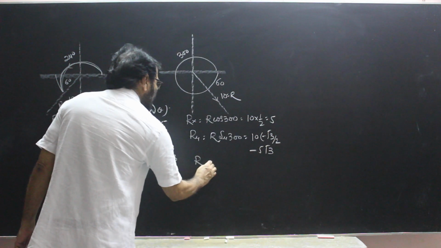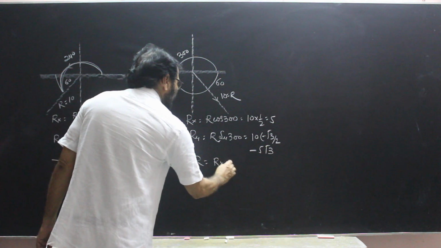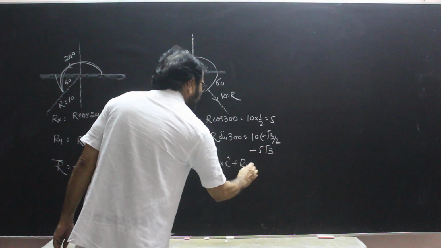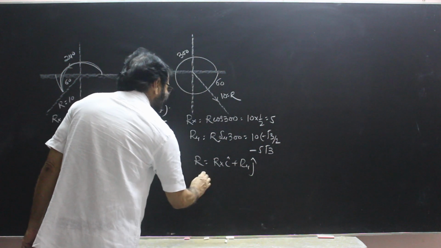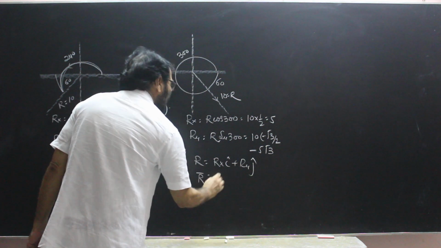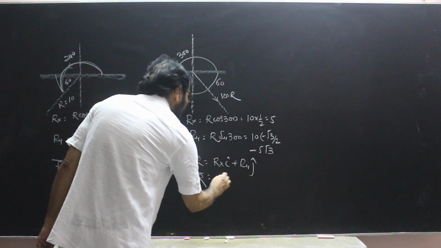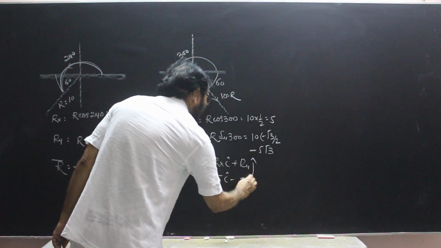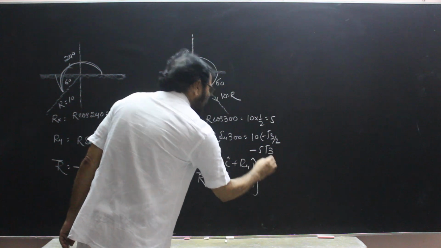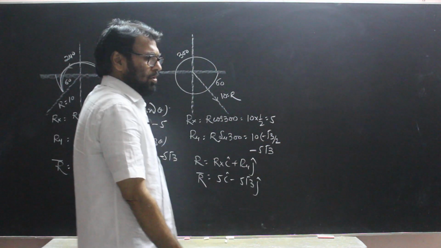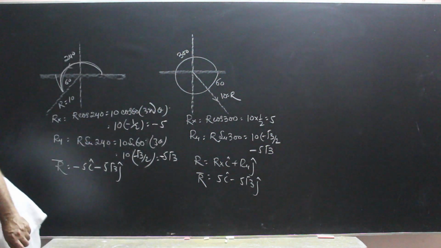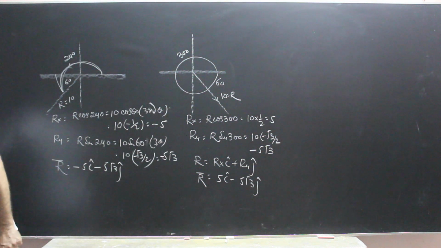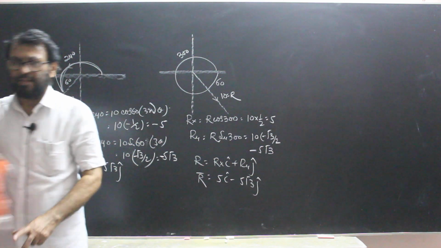So r is Rxi plus Ryj. So r is 5i minus 5 root 3j. So we can resolve any vector making any angle with x and y axes.